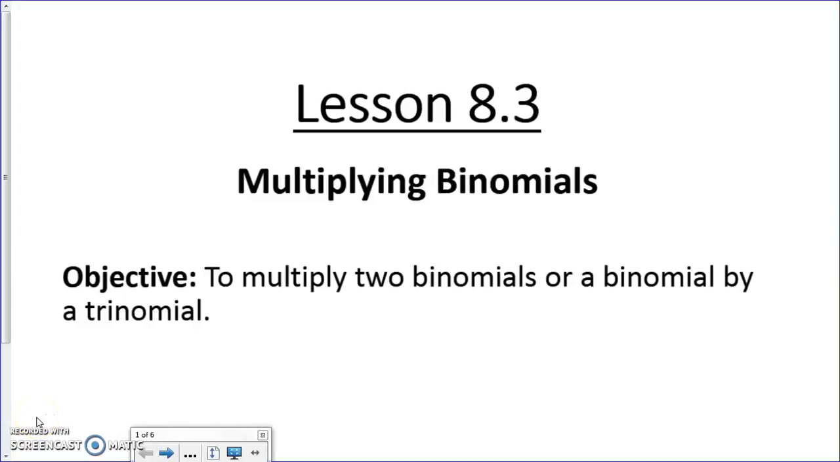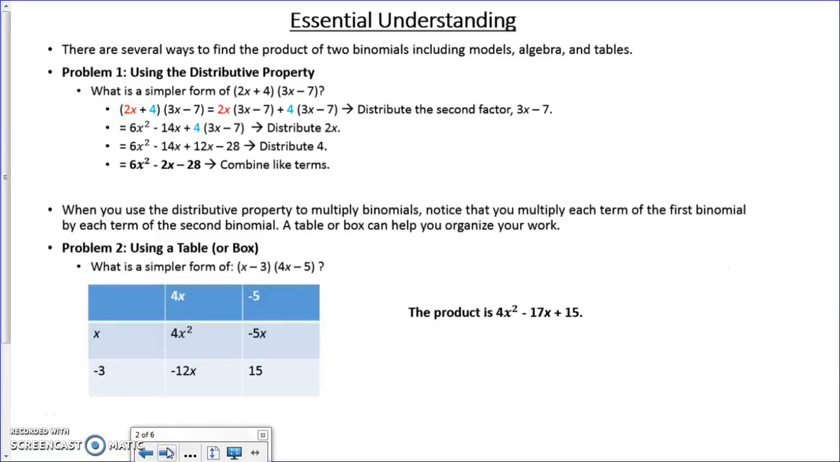Lesson 8.3, Multiplying Binomials. The objective of this lesson is to multiply two binomials or a binomial by a trinomial. Essential understanding: there are several ways to find the product of two binomials, including models, algebra, and tables. Problem 1, using the distributive property.